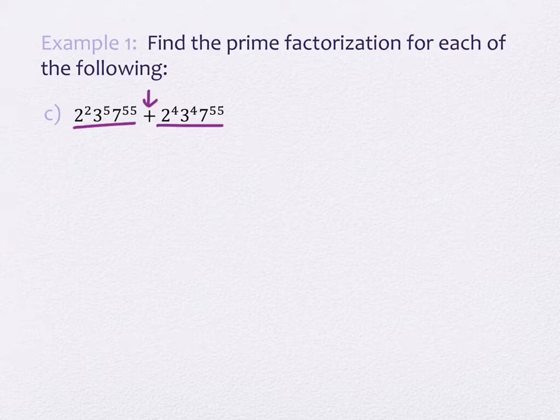But do they have anything that divides both of them? So let's start with the 2's. How many 2's are in the first addend? 2. How many 2's are in the second addend? 4. So both of them have at least 2 2's, right? Let's start there. I'm just going to write that down. They have a 2 squared in common. How many 3's do they have in common? 4. The first one has 5, the second one has 4, so they have 4 3's in common.